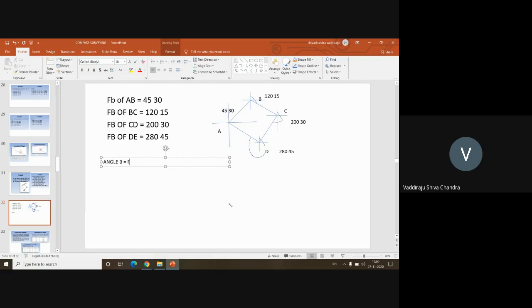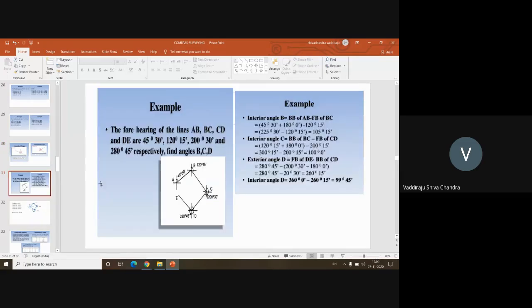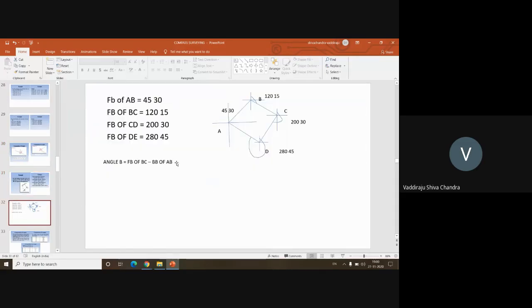Angle B is equal to, what is the equation? Forebearing of BC minus back bearing of AB. Okay, as per our terminology, forebearing of BC minus back bearing of AB, forebearing of AB under first line, then the second line. We are moving in this direction. So what is the angle now? What is forebearing of BC? Forebearing of BC is 120 degrees 15 minutes, minus back bearing of AB. And forebearing of AB is given. So what is the back bearing of AB?